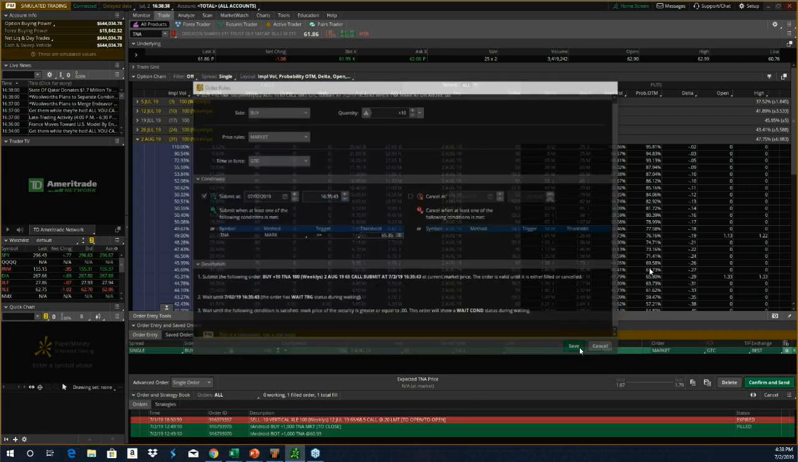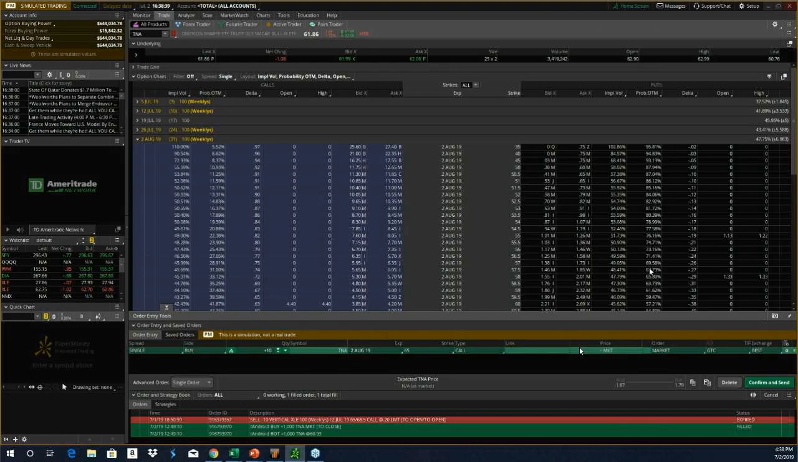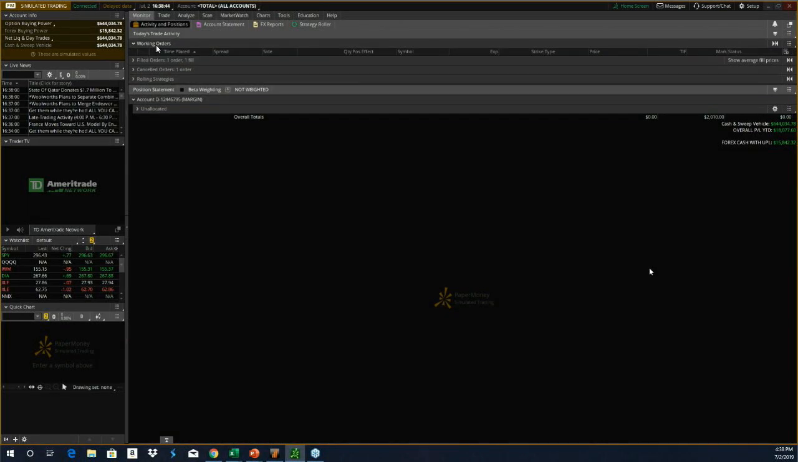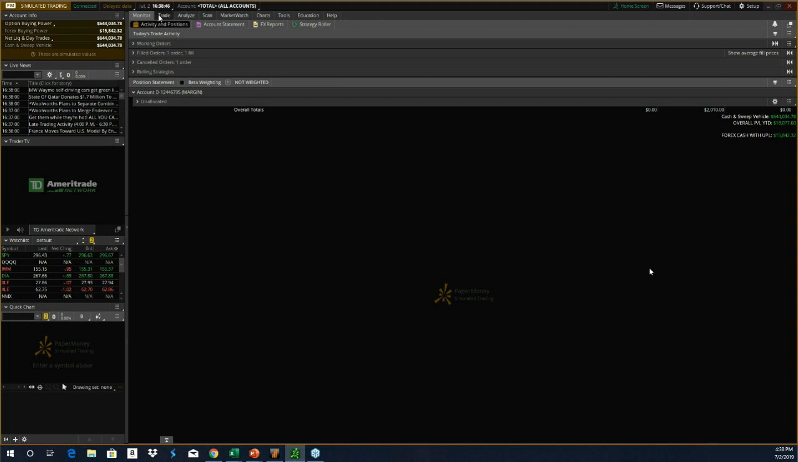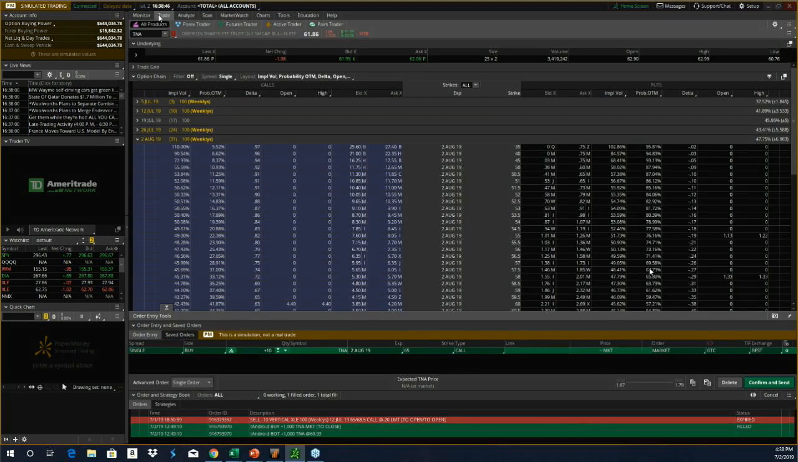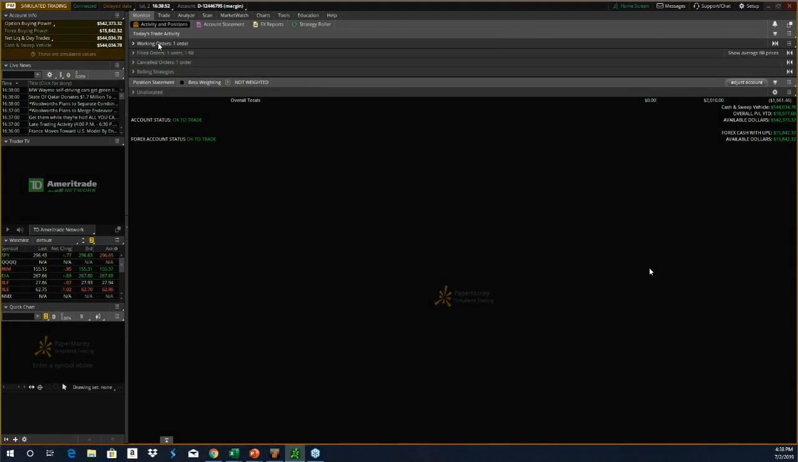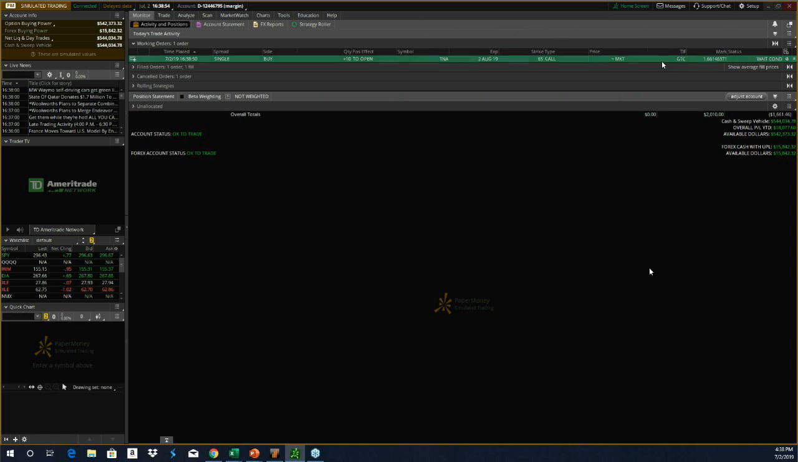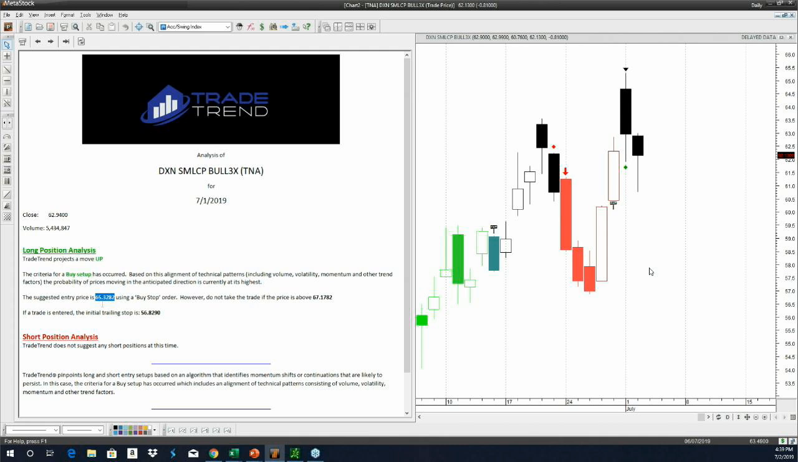And then if I hit save, it should here in a second show up under my working orders. Oh, no, I need to hit submit down here, confirm and send. And there it will show up under my working orders. So now we're simply waiting for the TNA to reach our suggested entry price that TradeTrend on Metastock has given us. So there's no guesswork here. It's very simple, and it just involves a little bit of patience of waiting for that trade to trigger.